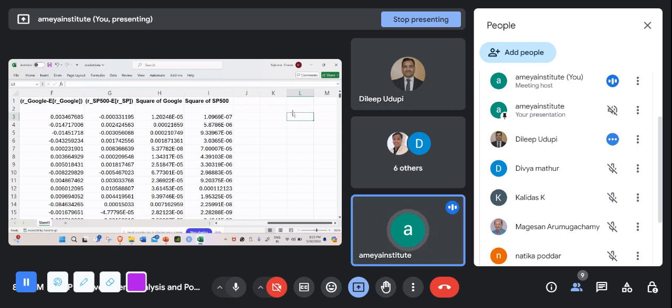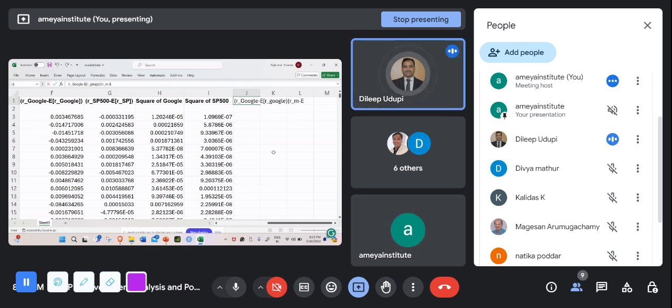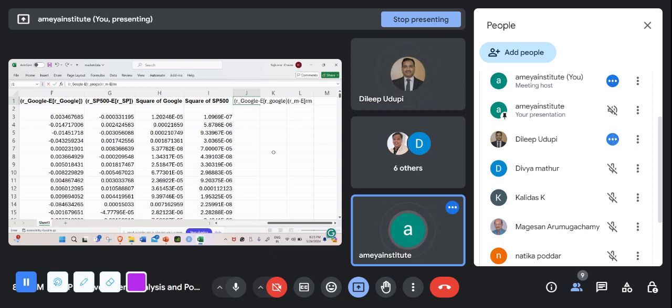So now what is the next column we can calculate? Covariance. Can we calculate covariance? Covariance between whom? Google and S&P 500. So what we'll do, we'll take covariance: open the bracket, R underscore Google minus expected return of R underscore Google, multiplied with R underscore M minus expected return of R underscore M, right? Is it clear? Yeah.